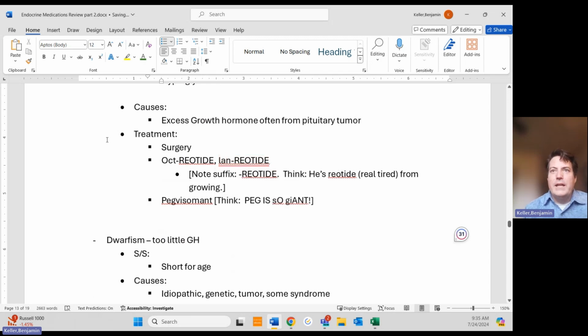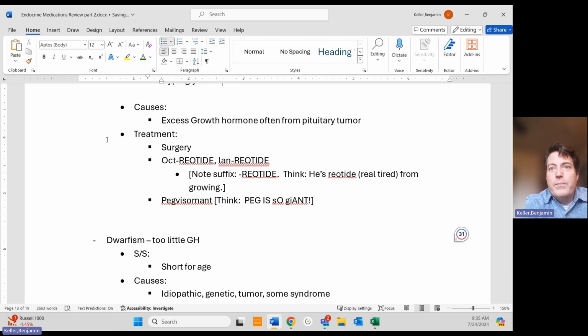There's a class of medications that you can use, which is octreotide. So octreotide and lanreotide, and you can look at the suffix here. I think of reotide, and I think he's Rio tired. Okay, it's a stretch. It's real tired from growing. And so that's one way to think about that if you see that on your exam, Rio tired.